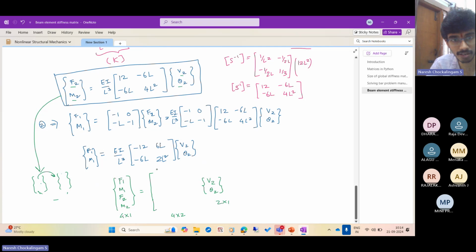So you get F1 M1 is equal to something times V2 theta 2. So it is minus 12, 6L, minus 6L, 2L square. This is the relationship between F1 M1 and V2 theta 2. And what about F2 M2 and V2 theta 2? This is the relation, so put it here: 12, minus 6L, minus 6L, 4L square.